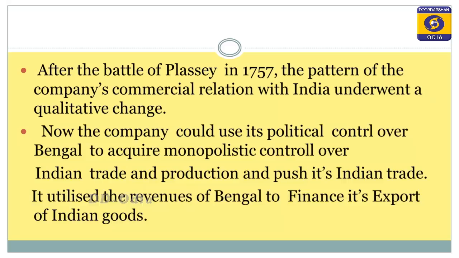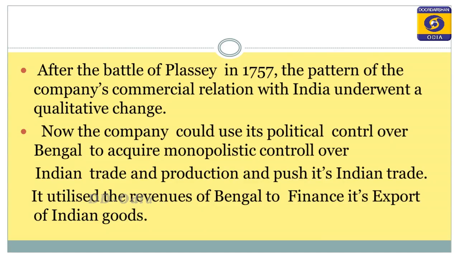So, after the Battle of Plassey in 1757, the pattern of the company's commercial relation with India underwent a qualitative change. Now the East India Company became the ruler of Bengal, but before 1757 it was merely a trading company. After subjugating Bengal, it established its own rule and became the ruler of Bengal.